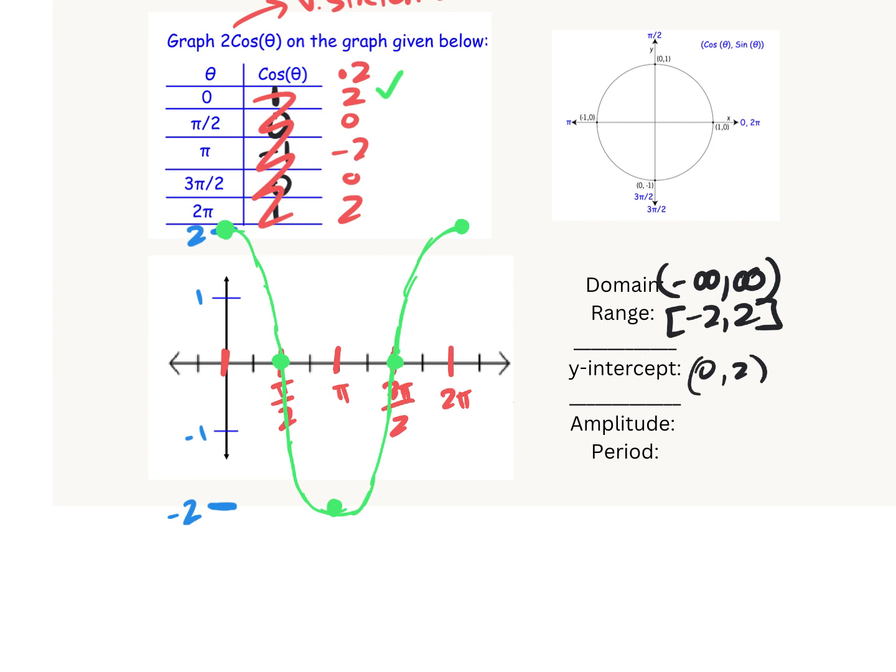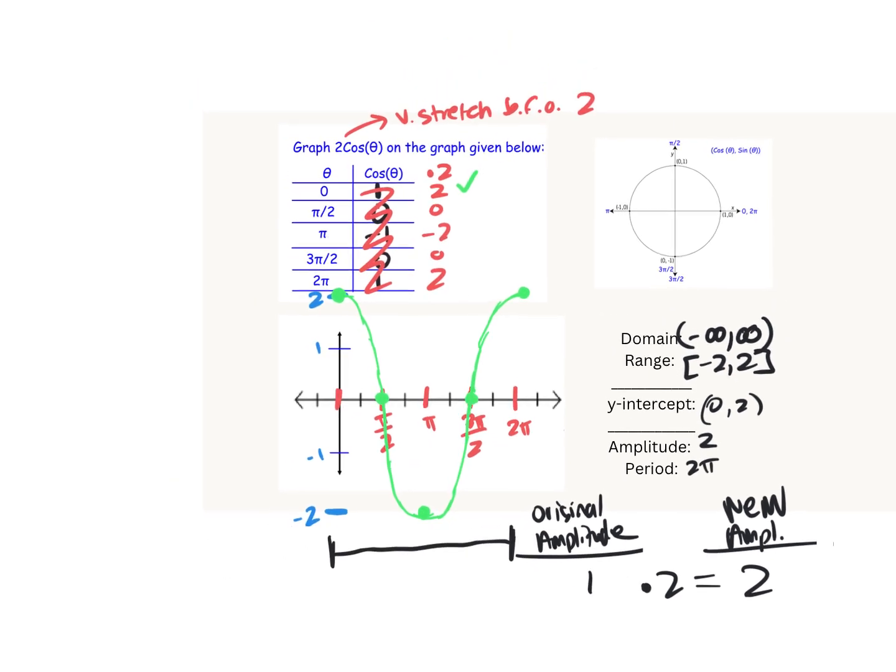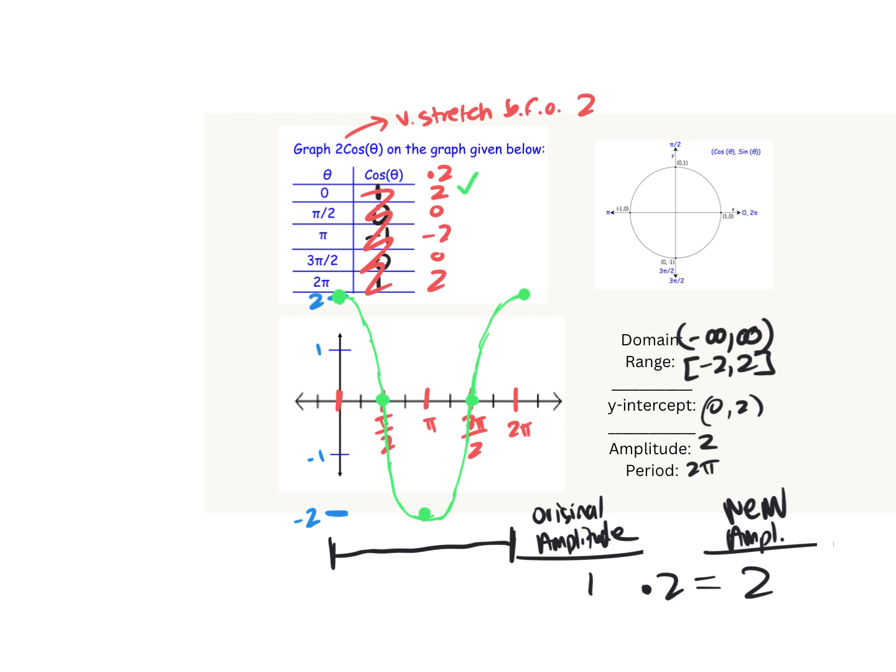My amplitude changed. It was originally 1. But if I multiplied it by 2, my new amplitude is going to be 2. I've got to multiply that 1 by 2, and I end up getting 2. But my period didn't change. My period still goes from 0 to 2 pi. So hopefully we see the connection. A vertical stretch is going to impact my amplitude, while a horizontal stretch will impact my period.